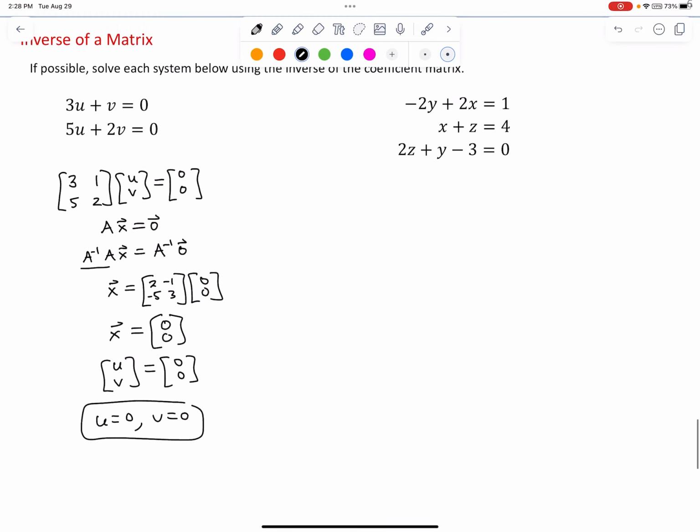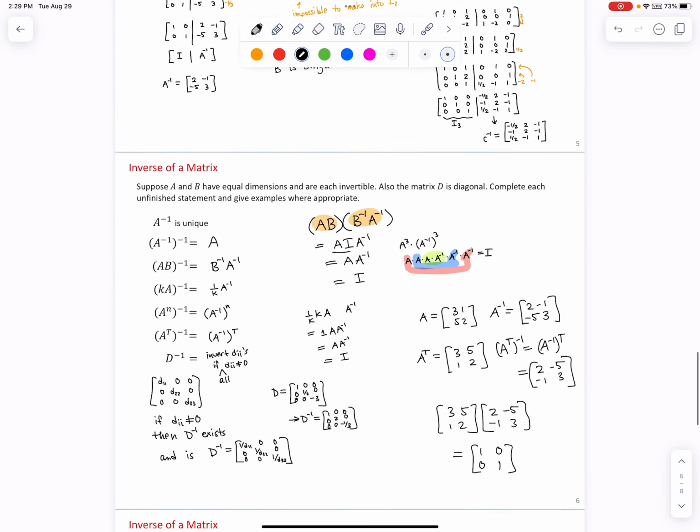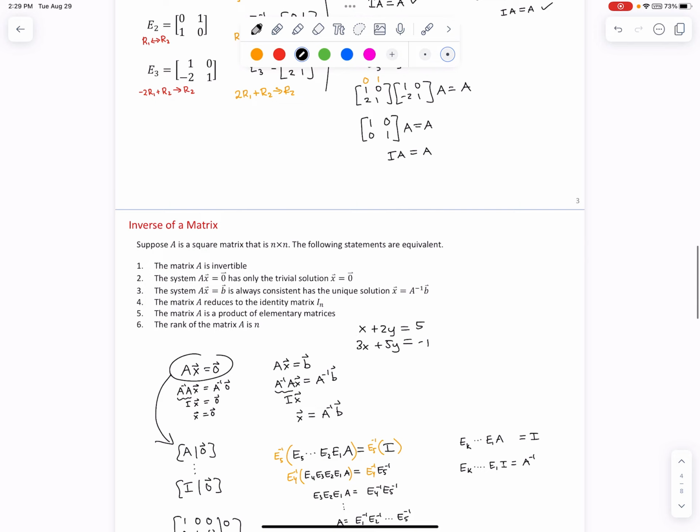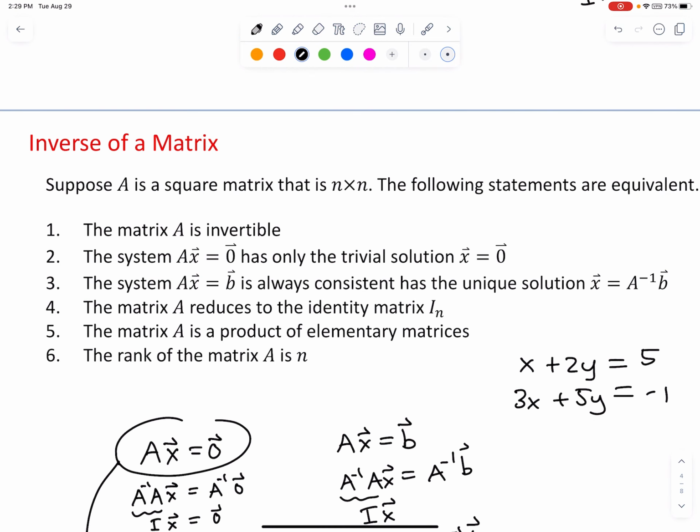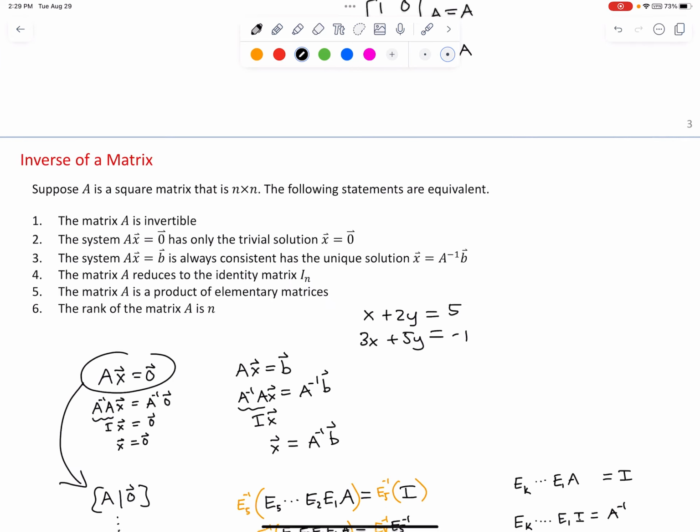Now, keep in mind that this coefficient matrix A right here was invertible. So if we go back to our 6 statements, statement 1 is true. The coefficient matrix is invertible. Therefore, statement 2, the system Ax equals 0 has only the trivial solution vector x equals 0. This is just what we confirmed. u and v both have to be 0.